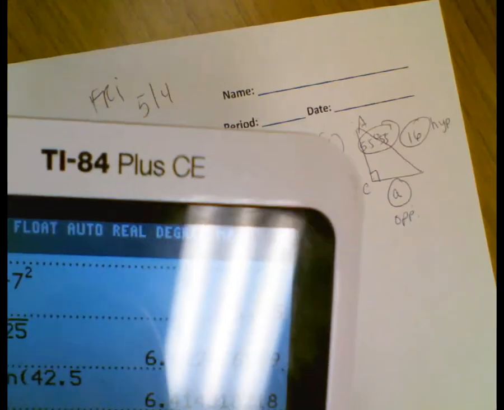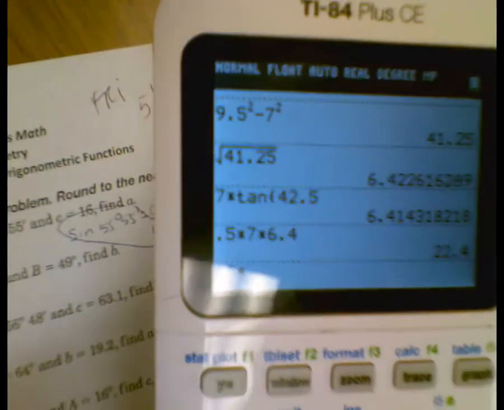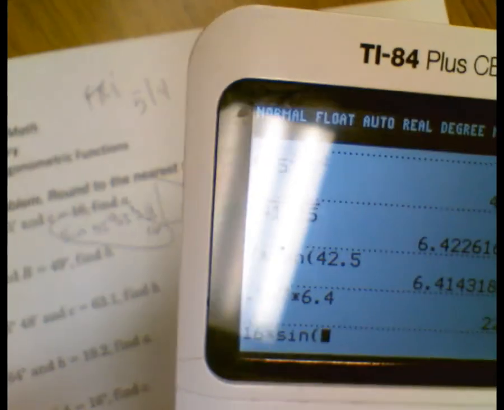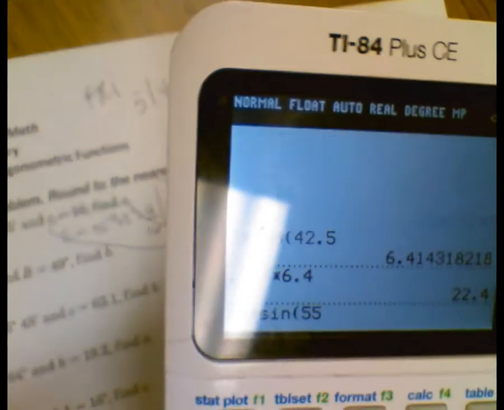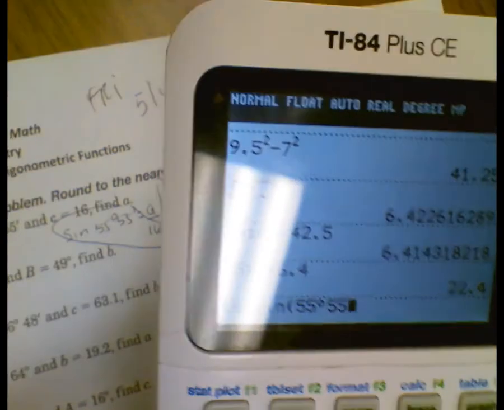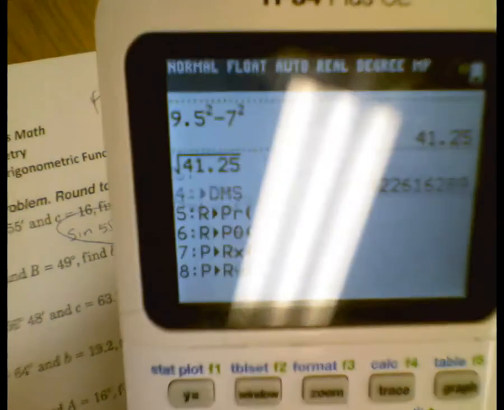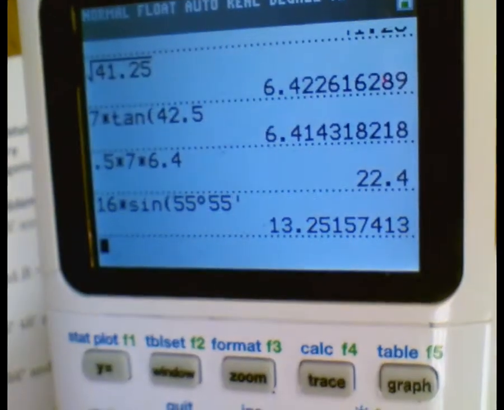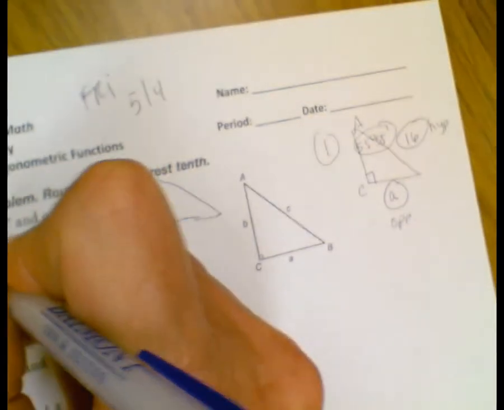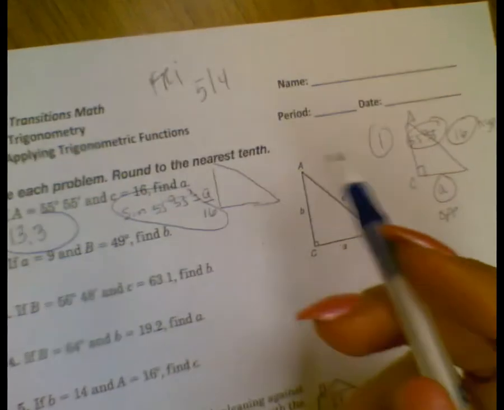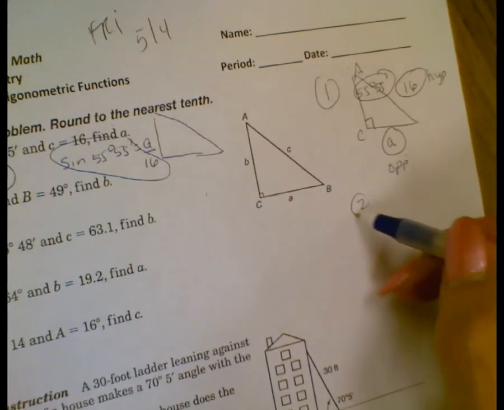So it is 16 times sine of 55 degrees, 55 minutes, which equals 13.3 if you round. So the first answer is 13.3. That is side A.